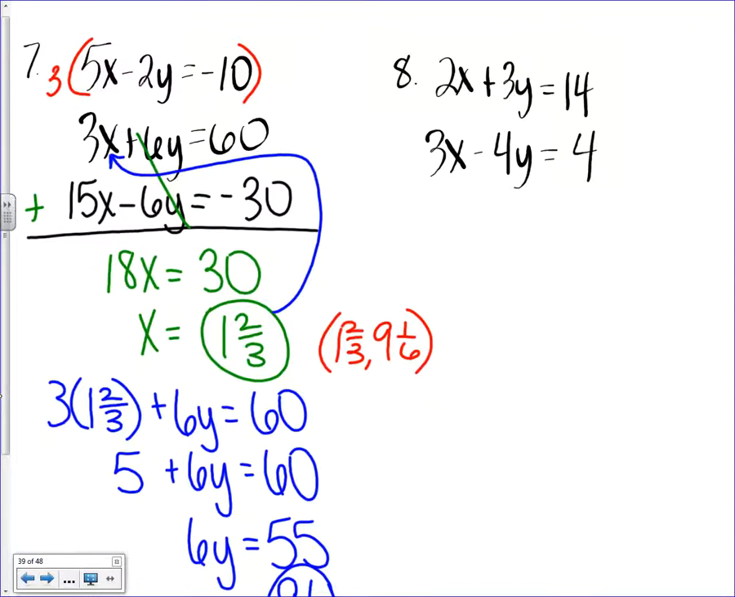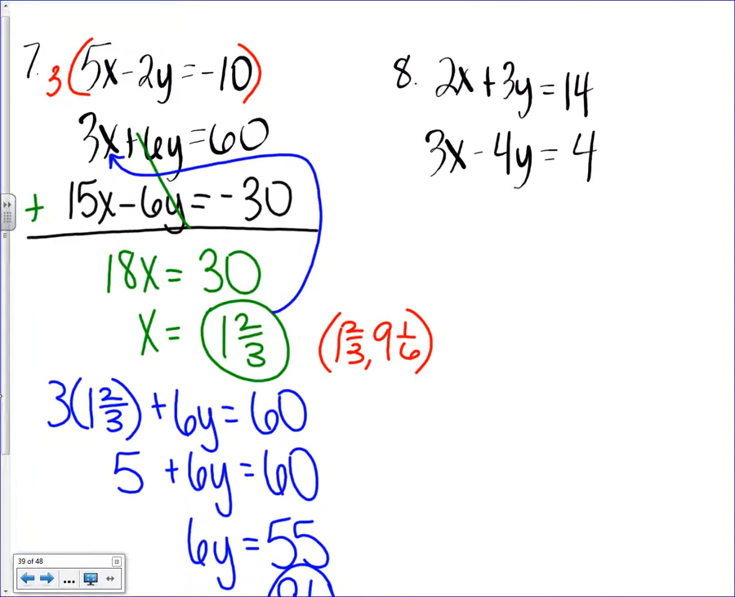In number 8, are they both in standard form? Do either of them have additive inverses? No. In fact, neither of them are even close to having additive inverses, are they? If you look at your x's, there is no way I can multiply 2 to get to be a negative 3 unless I use a fraction, right? And there's no way I can multiply 3 to get to a negative 2 unless I use a fraction, agreed? And the same is true for the y's. So this time you're going to have to multiply both of them.